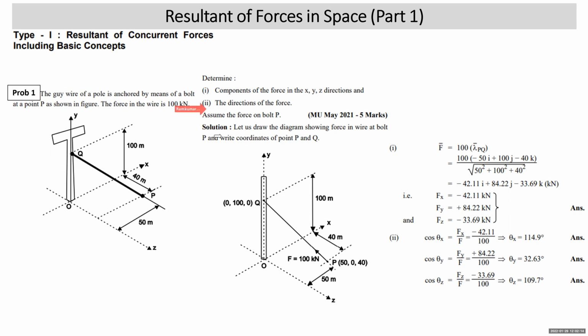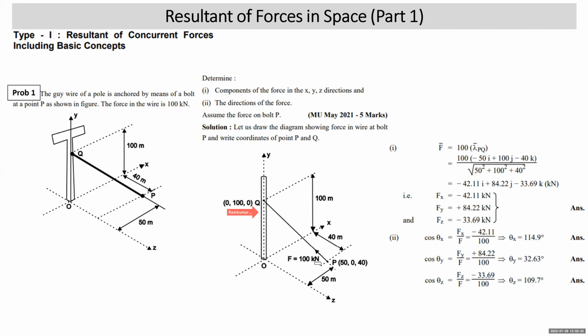Also, he is asking for the directions of the force. Also, assume the force on the bolt P. So we will be considering, as he has mentioned, the force on the bolt P. We draw the diagram showing the wire and the coordinates. This is the tower. I have shown the pole, point Q and point P.